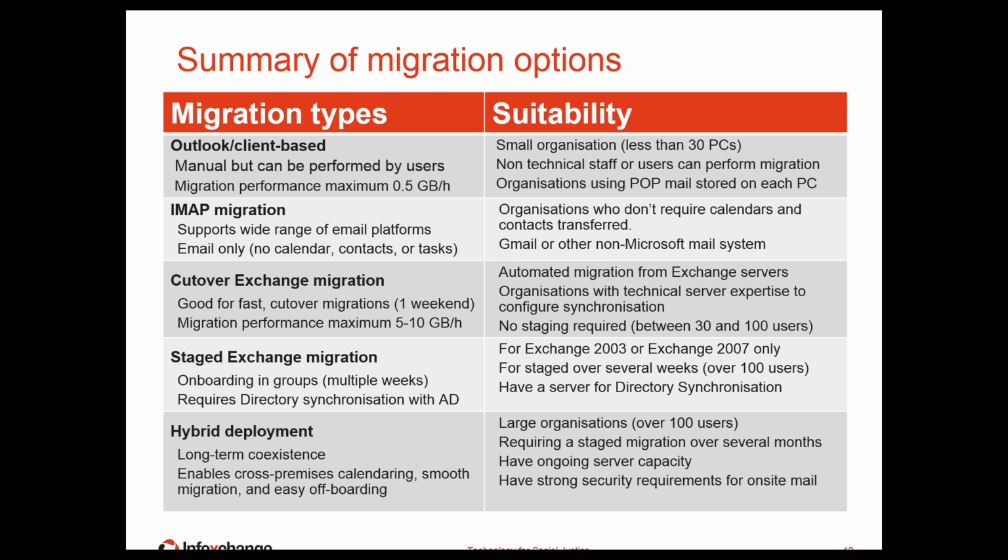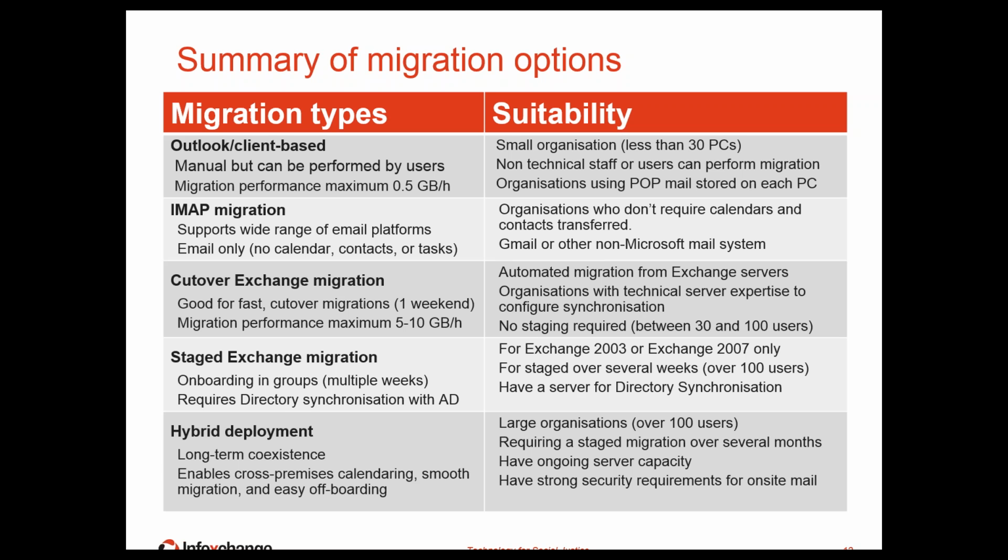This slide is the list of different types of migrations. Now, it's not even all of them, to be honest, but it's the main ones. So as I said, if you're a small organization, the migration's pretty manual. You can do it reasonably easy just by exporting and importing PST files and doing it on the PC. So you might need your IT guy to go around to each PC and spend a bit of time doing that export and import process.